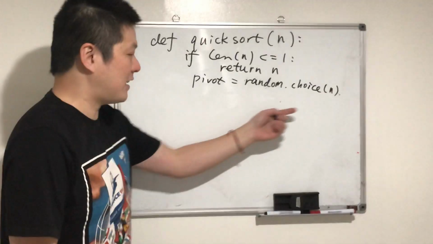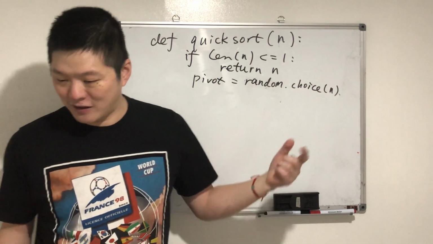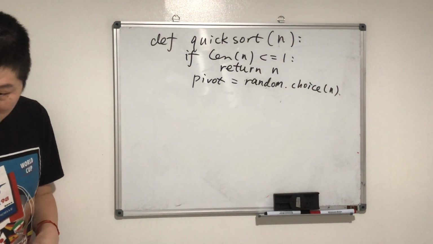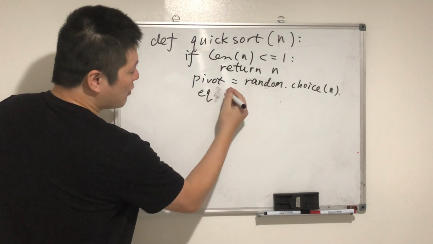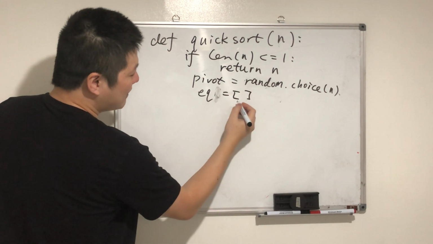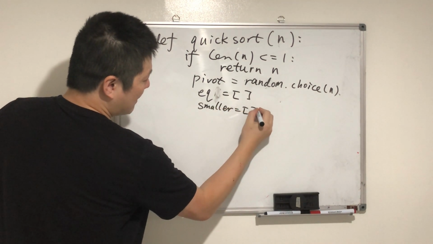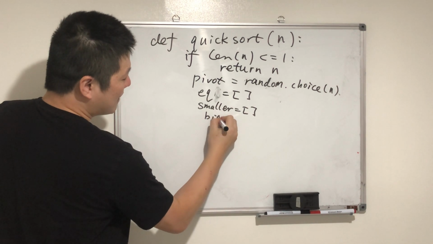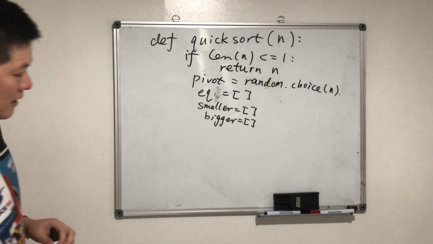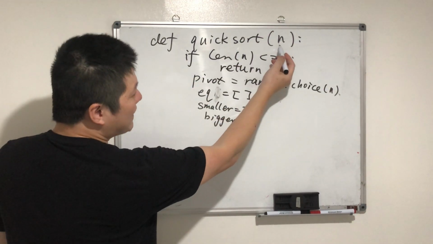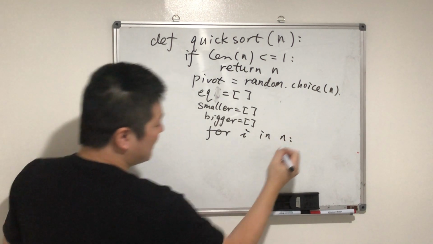So what it means is that given a list, choice N, it will randomly give me one. Just one random number, okay? Okay, so now I want to have three parts: the equal part, and then the smaller part, and then the bigger part, okay? Now we need to loop in this N, right? For I in N.